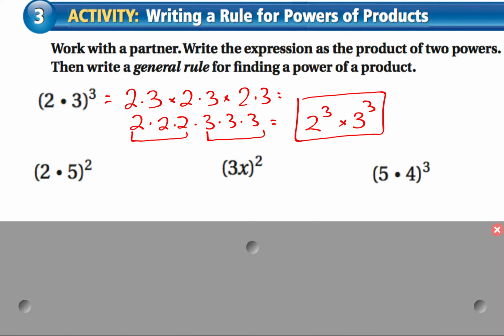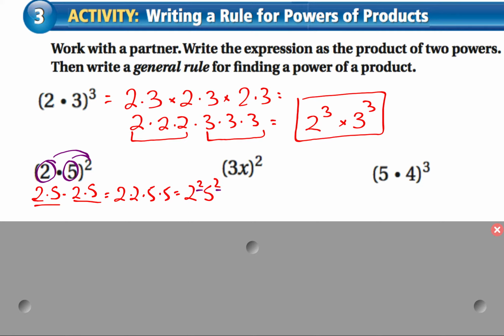Let's look at these other examples here. So, (2 times 5) squared is 2 times 5 times 2 times 5, it gets written twice. So this is 2 times 2 and 5 times 5, or 2 squared and 5 squared. Notice here that every number inside the parentheses gets the exponent. This is why I refer to it as the distributive property of exponents over multiplication.